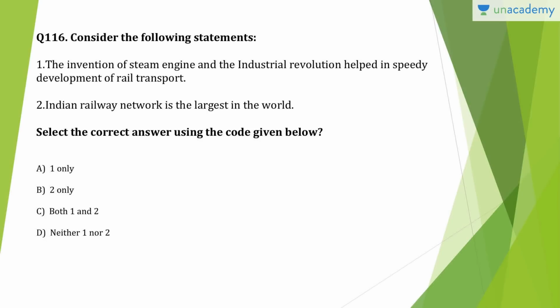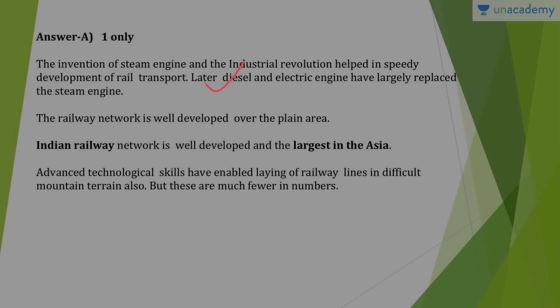Question number 116, consider the following statements. The invention of steam engine and the industrial revolution helped in speedy development of rail transport. Yes, this is correct. Indian railway network is the largest in the world. No, it is largest in Asia, not in the entire world. So answer here is A, that is 1 only.